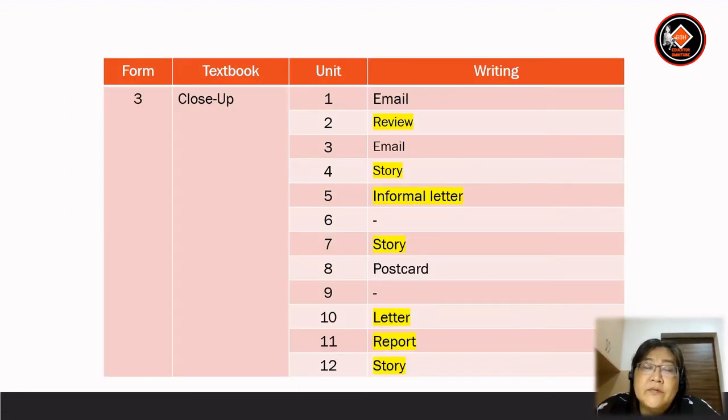Now, let's look at Form 3. There are 12 units. So Unit 1, the writing is email. Unit 2, review. Unit 3, email. Unit 4, story. Unit 5, informal letter. Unit 7, story. Unit 8, postcard. Unit 10, letter. Unit 11, report. And the last, Unit 12, is story.